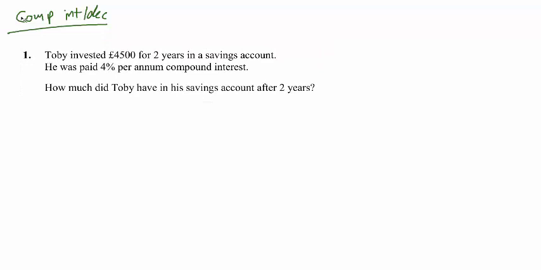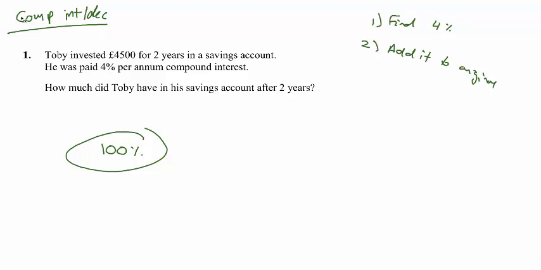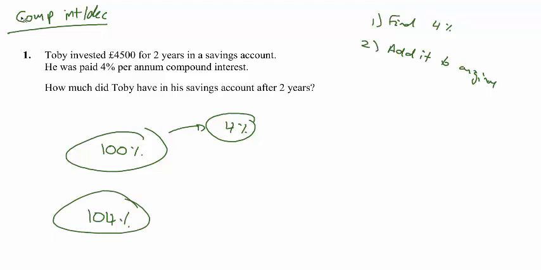Here's a little trick you need to know. What we're doing right now is finding 4% and adding it to the original. Now there's a way we can do it much quicker than that. Think of it like this. Imagine 100% is what you start off with. That's what you always start off with. Right now we're finding 4% and then adding it on, so what we end up with is 104%. That's how you increase by 4%.